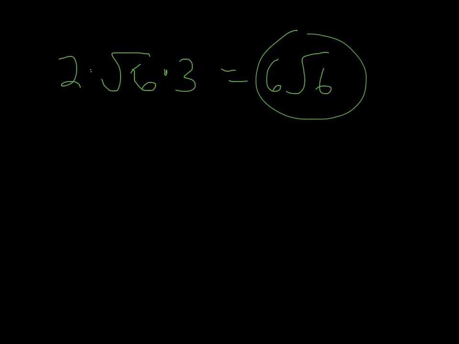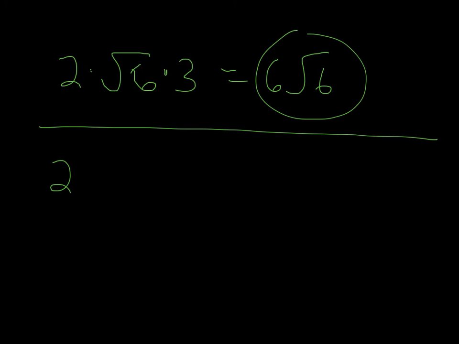A couple last things. When you multiply numbers, we're not distributing, you just multiply, so you combine like terms. So 2 times 3 is 6, so this is 6 square root of 6. Square root of 6, as in the example above, although it can be written as square root of 2 times square root of 3, has nothing to combine with.